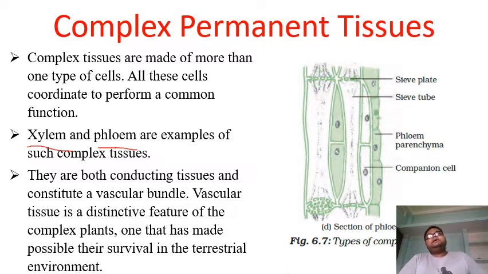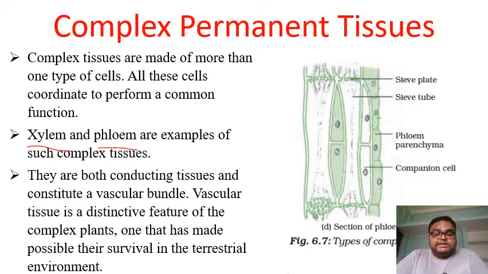Now from the evolutionary point of view, when the plants came to the land, I will tell you what I mean by that. All life evolved in the oceans, and from there it slowly migrated to the land, right? When different types of plants came to the land, they evolved vascular tissues, and that vascular tissue was very essential so that the plants could continue their survival on the land.